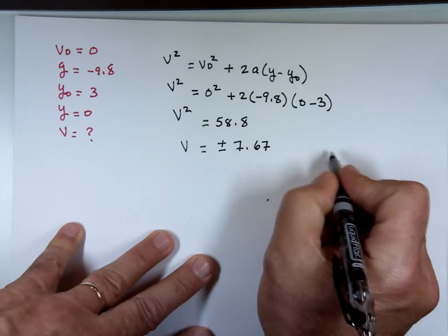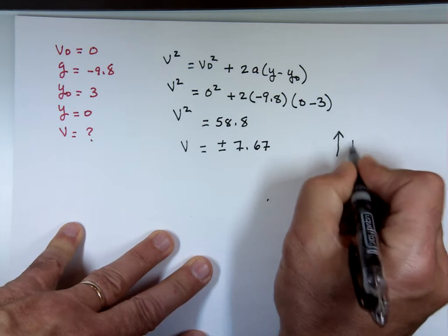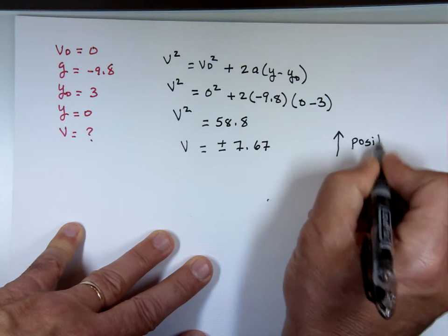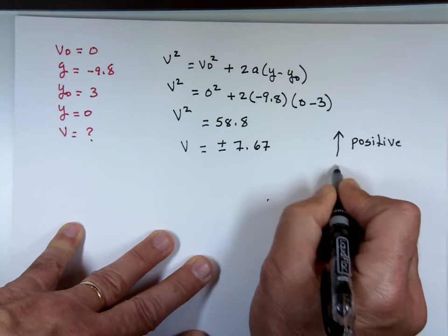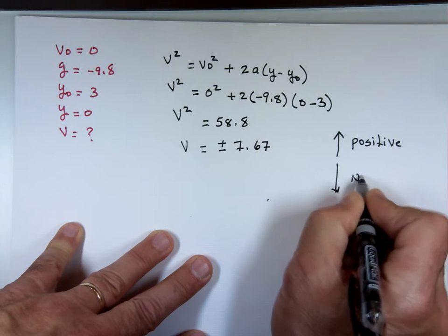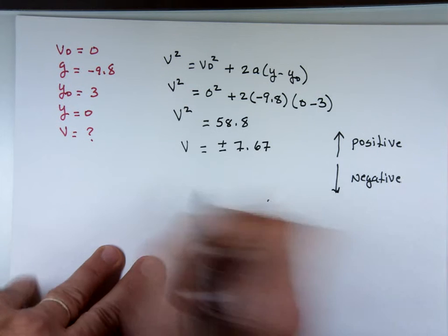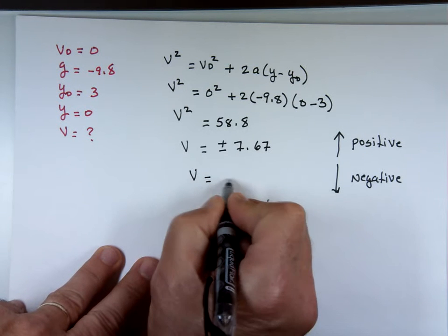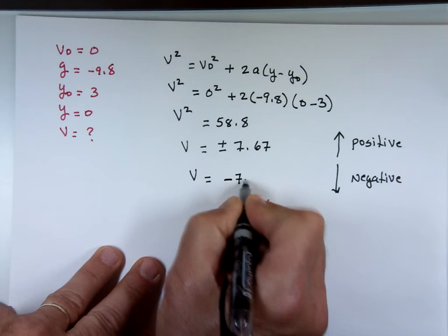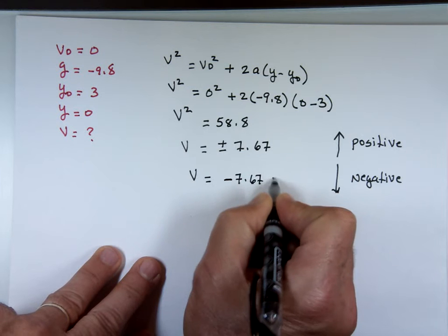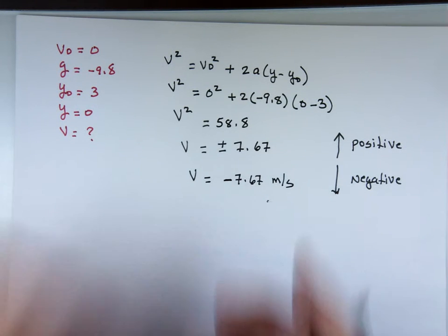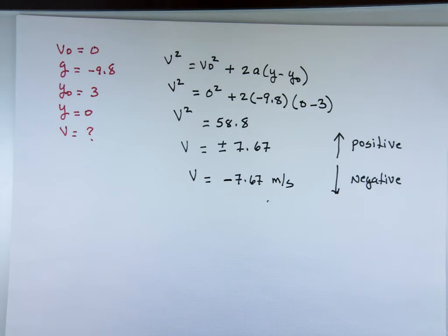I said velocity, not speed, because velocity is a vector. It has magnitude and direction. Since the person is coming down, my velocity in this case will be what? Negative 7.67 meters per second. The question is, what was his speed?